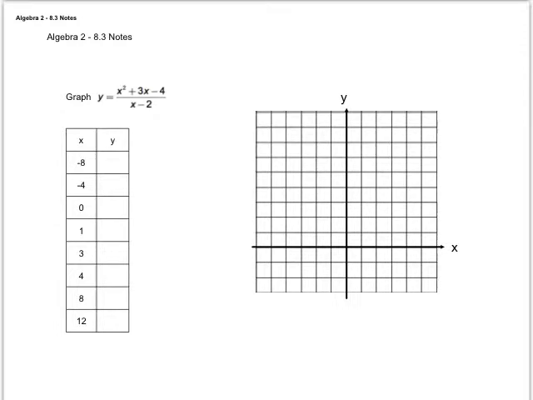And checking this out, the first thing that we want to do is look at the degree on the top and the degree on the bottom. And the degree on the top is larger than the degree on the bottom. And so what that means is you look at the ratio of the leading coefficients. On this particular problem, that's going to be 1 over 1. So y is going to be equal to 1 over 1 times x to the 2 minus 1 power.